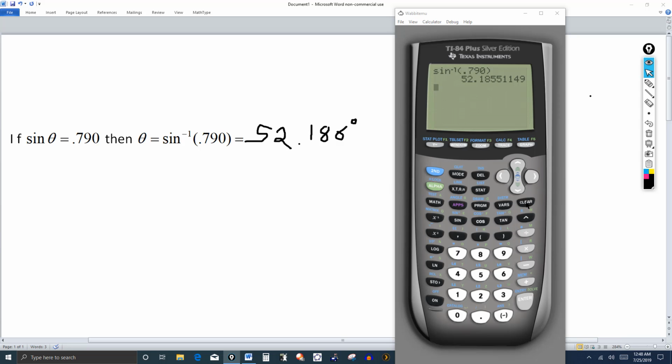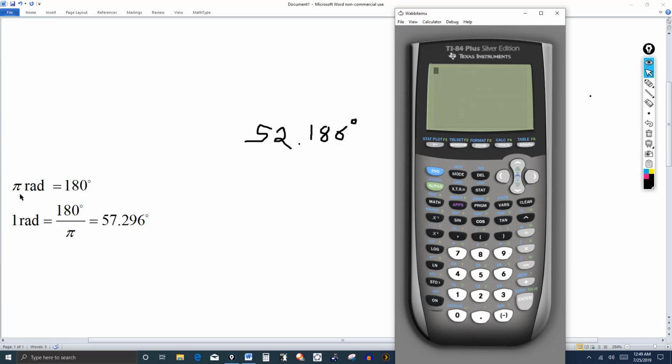Now, your two main methods, of course, are going to be either degrees or radians. So we want radians. Just to remind you, pi radians is equal to 180 degrees. We used to develop the unit here, but that's understood to be radians. If I divide both sides by pi, I get 1 radian equals 180 divided by pi, which runs out to 57.296.